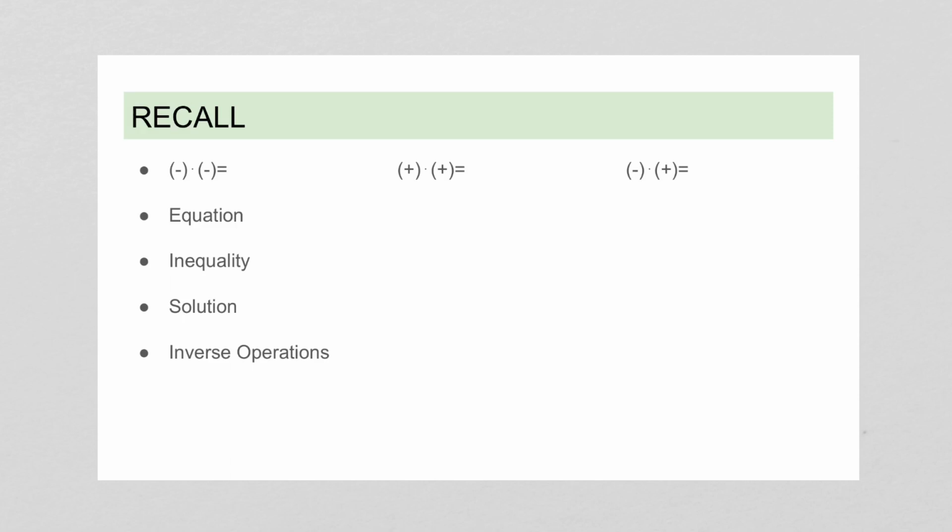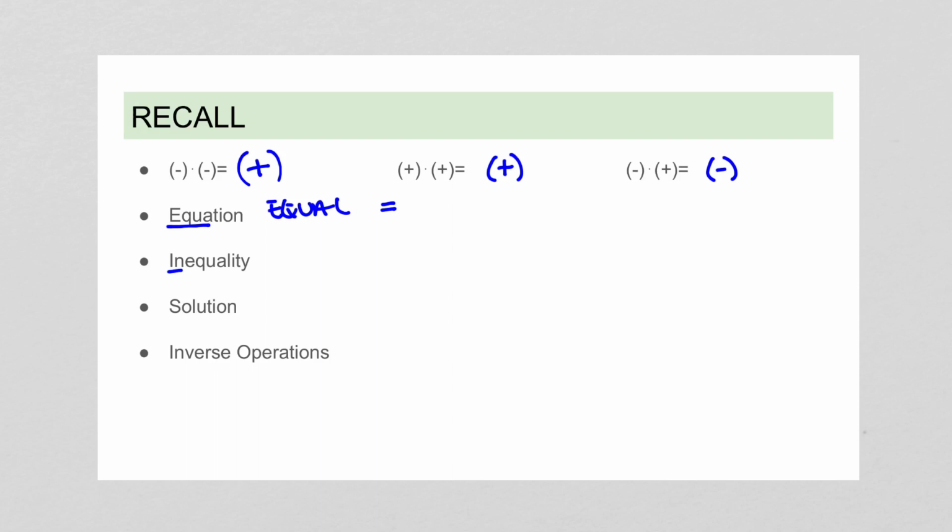We know that a negative times a negative gives us a positive, and a positive times a positive also gives us a positive. But if we mix it up and only have one negative, so one negative and a positive or a positive and a negative, that's going to give us a negative value. So that's all review. And we know that an equation sets two things equal. Equations are going to have an equal sign.